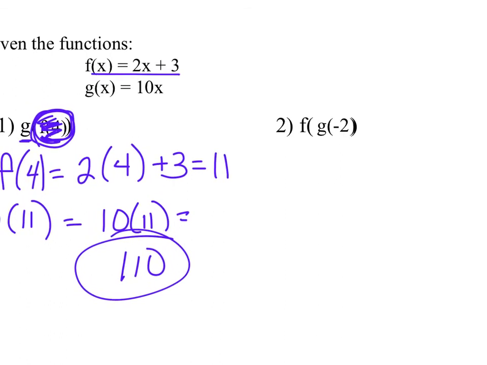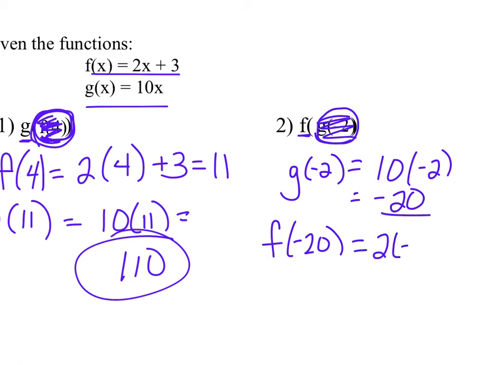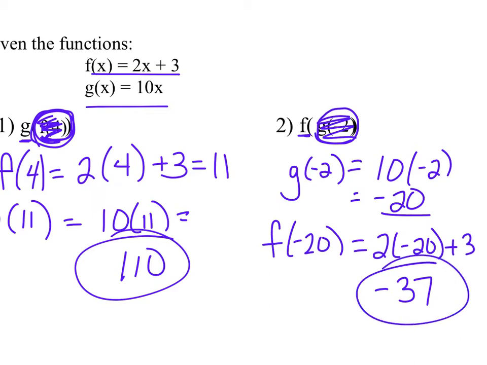Okay, so now we have this one. Whatever's closest to the number, that goes first. So I'm going to do g of negative 2 first. So here I am. So I'm doing 10 times negative 2. So I get negative 20. So g of negative 2 is negative 20. I am plugging the second one in to f. So it's 2 times negative 20 plus 3. So that's negative 40 plus 3. So it's negative 37. As long as I did my math right.